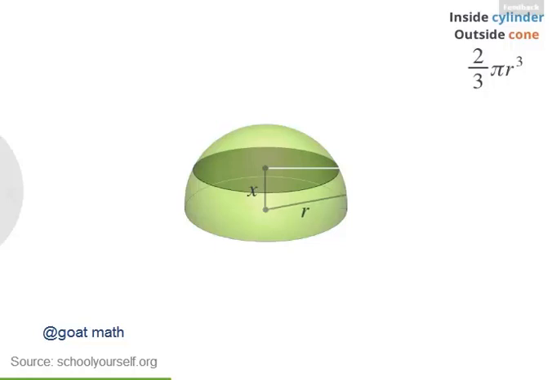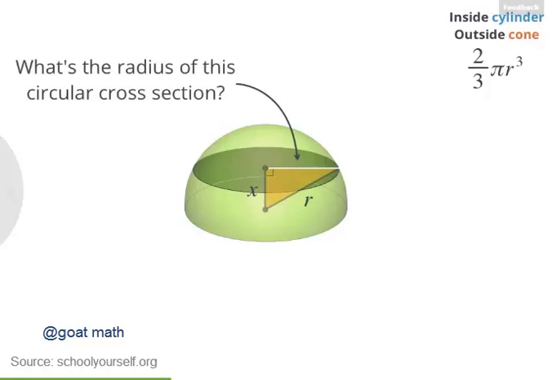Well, this distance from the center of the sphere to the edge of this slice is also r, because r is the radius of the sphere. And notice that we have a right triangle here whose hypotenuse is r and one of whose legs is x. The other leg of this right triangle is the radius of our slice. So try using the Pythagorean Theorem to find an expression for this radius in terms of r and x.